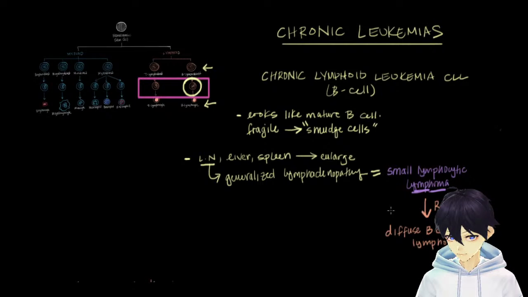So in a patient who has CLL, you may see generalized enlargement of the lymph nodes throughout the body. And after some time, you may see that one lymph node in particular starts getting very big. And that usually signifies that inside that lymph node, there's been a transformation to a diffuse B-cell lymphoma.